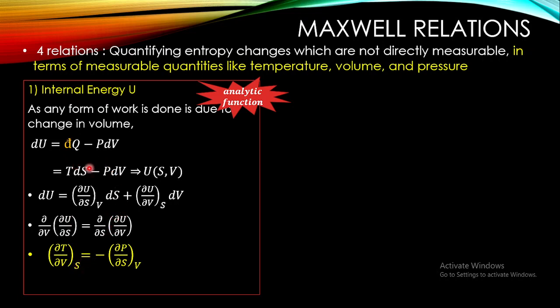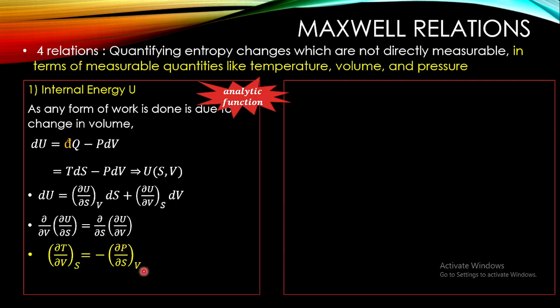Similarly, in the expression for dU, if I keep entropy constant and check only the change of volume, then I get the coefficient of that term, that is minus pressure. So ∂/∂S of minus P will be obtained, or in general you can write minus ∂P/∂S at constant volume. So that is the first relation. I can measure the change in pressure with respect to entropy by just analyzing the change in temperature with respect to volume at constant entropy. And a negative sign is also involved.